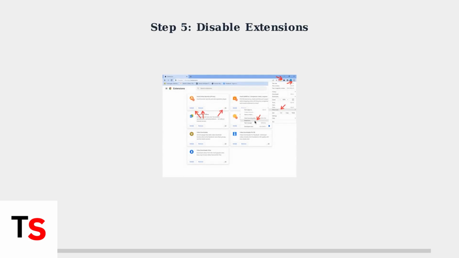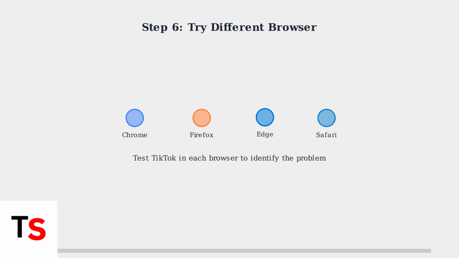Temporarily disable browser extensions, especially ad blockers and VPN extensions. These can interfere with TikTok's functionality. Access your extensions through the browser menu. Test TikTok in a different browser to isolate the problem. If it works in another browser, the issue is specific to your original browser's configuration.